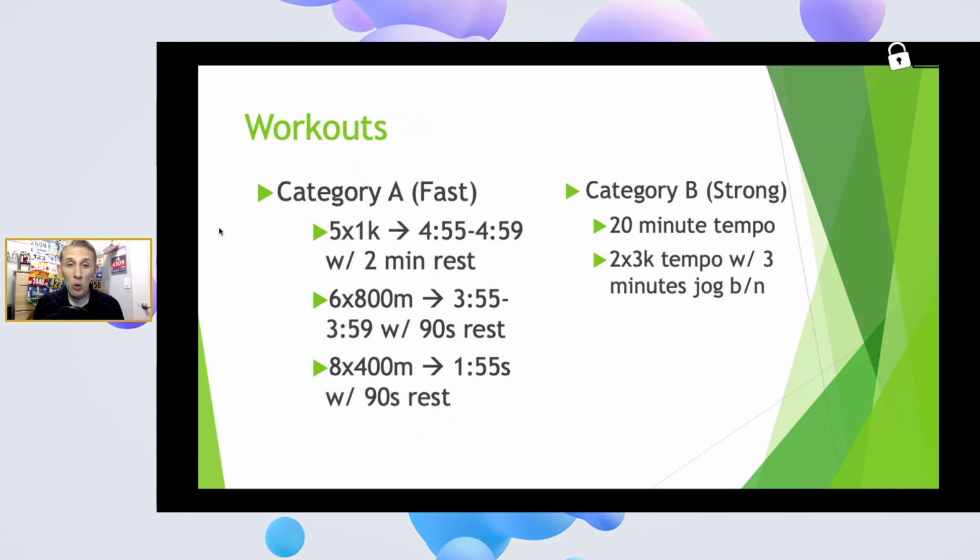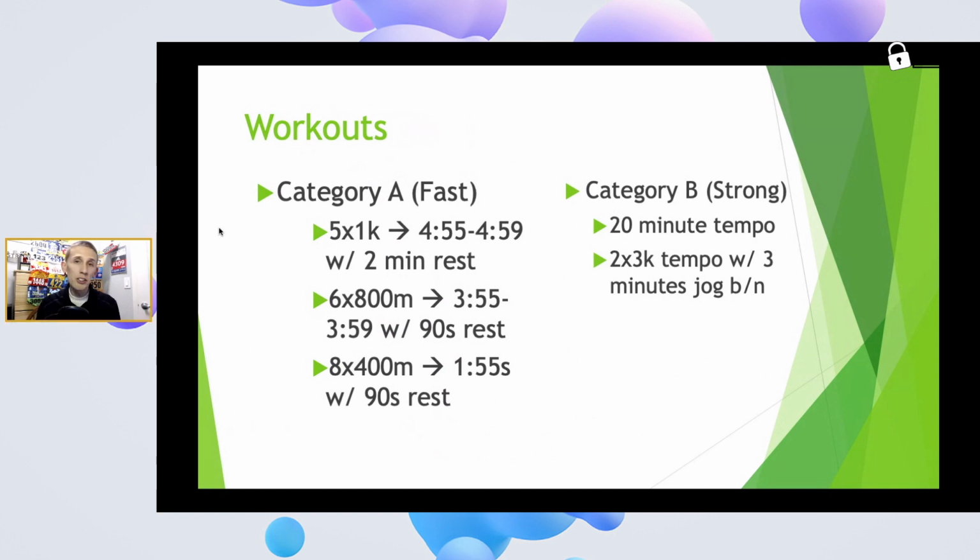Now let's talk about workouts. So when I structure my training plans for myself or my athletes, I like to break up speed work into two different categories. Category A, which is all about being fast, and category B, which is all about being strong. Now category A are things like fast intervals, and category B are things like lactic threshold runs or tempo runs.